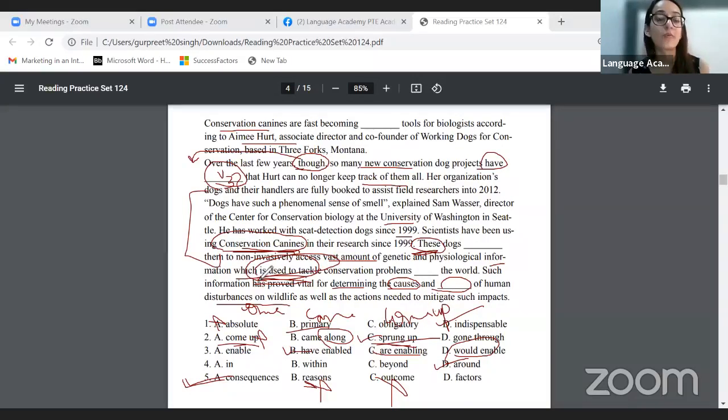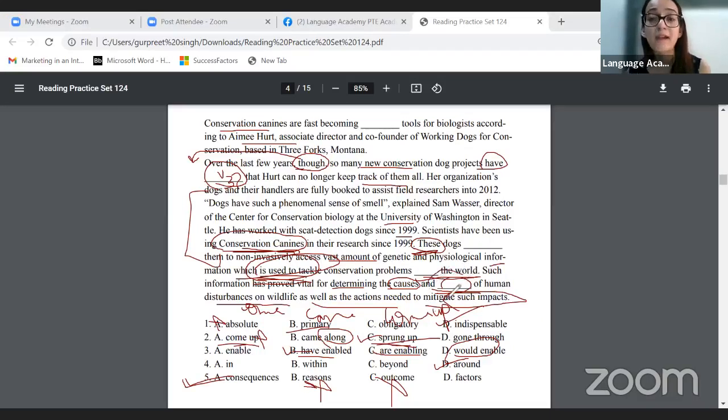So if they are right now providing the information, how are we using it, or how have we already used it? So that's why it should be "enabled to access the information." They have made it possible to get the information which is used to tackle the environmental or conservation problems. And then "around the world" is a collocation, "causes and consequences," because we need a negative word. Causes and consequences of human disturbances on wildlife, and also the way they have completed the sentence, as well as the actions needed to mitigate such impacts.